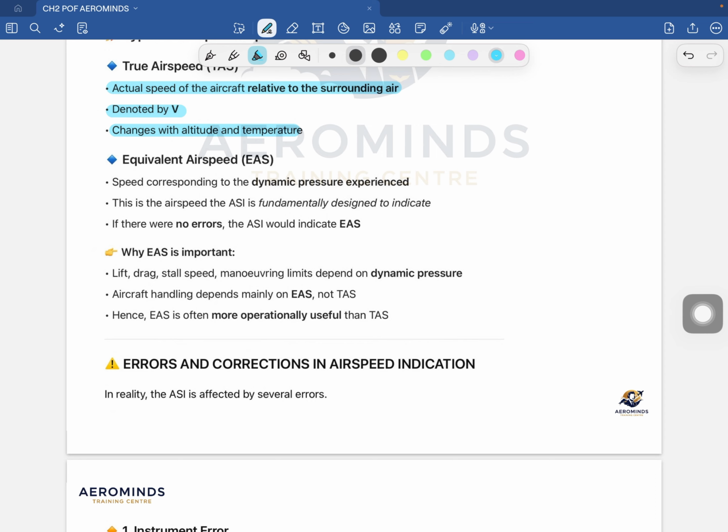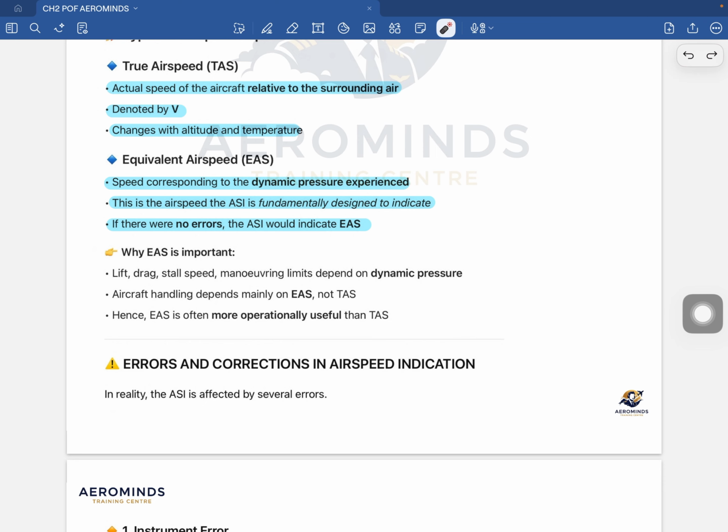Got it? Now, the speed corresponding to the dynamic pressure experienced is the airspeed the ASI is fundamentally designed to indicate. And if there were no errors, the ASI would indicate the EAS. So now we'll see why the EAS is important. Why is it so important? Basically, because the aircraft does not care about the true airspeed when it comes to aerodynamic performance limits. The lift depends on the dynamic pressure.